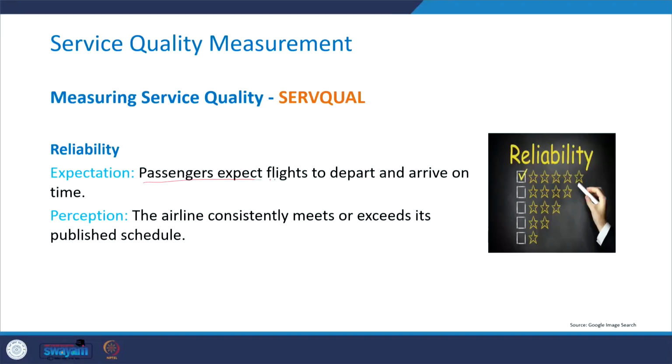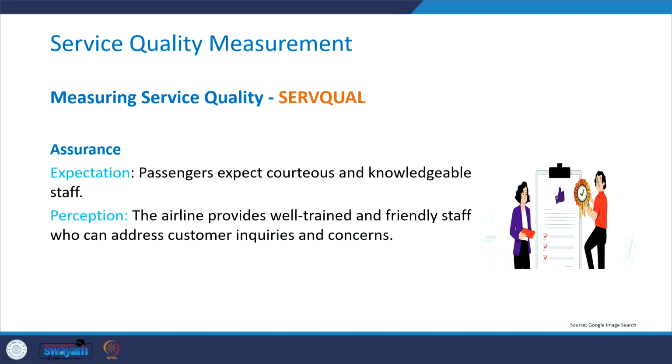So let's understand its application with an example of the airline industry. For example, what we think of reliability when we look at an airline provider. The expectation can be that passengers expect flights to depart and arrive on time, whereas the perception can be that the airline consistently meets or exceeds its published schedule. So that's matching that particular dimension. The second dimension is assurance. Here, passengers expect courteous and knowledgeable staff, whereas the perception can be that the airline provides well trained and friendly staff who can address customer inquiries and concerns.